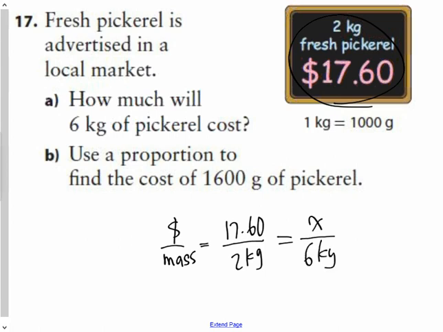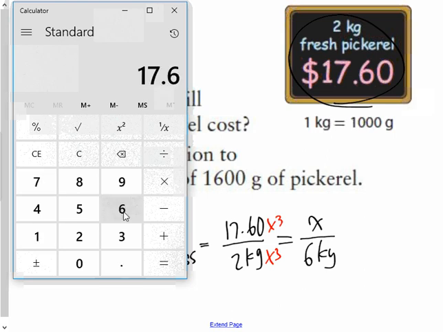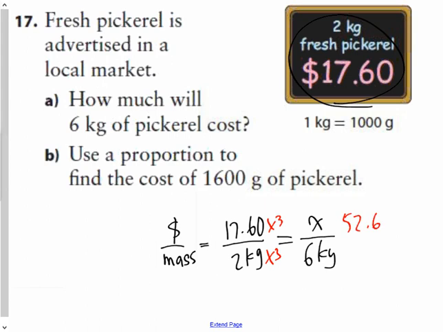Now, if I set up my proportion like this, I know I have 3 ways to solve it. I can use the multiply-divide method. I can use the unit rate method by calculating how much 1 kilogram of pickerel is, or I can use the cross-multiplication method. Which one is most appropriate for this one? Probably the multiply-divide, because I can clearly see that multiplying 2 kilograms by 3 will give me 6, and therefore I simply have to multiply $17.60 by 3, which will be $52.80.